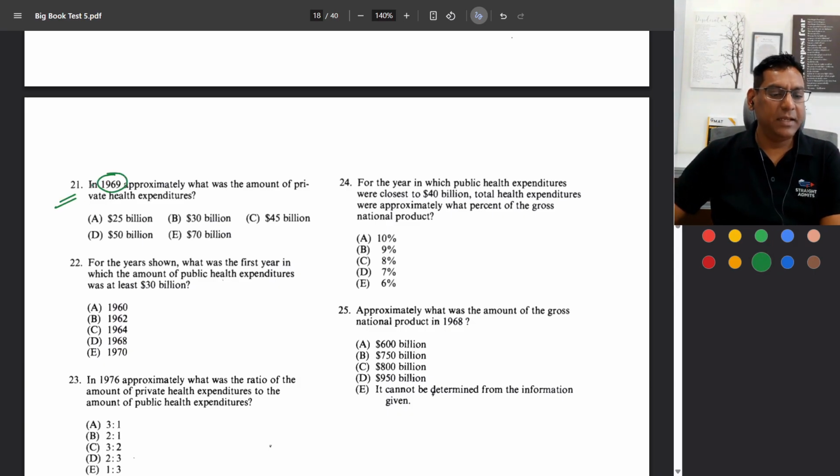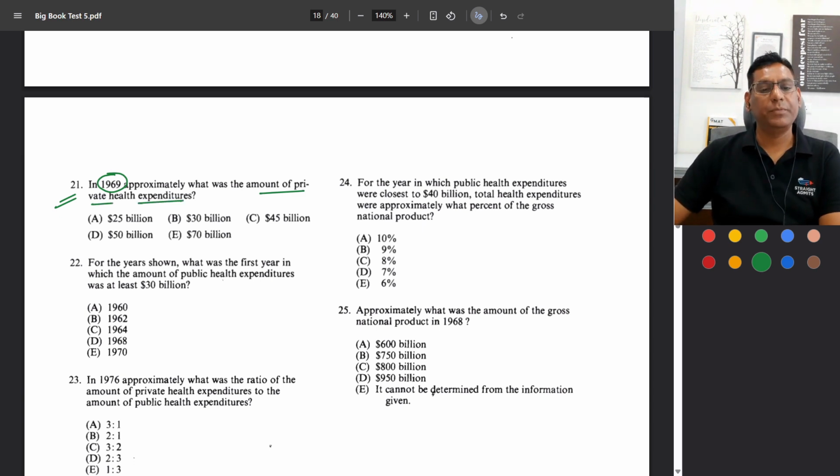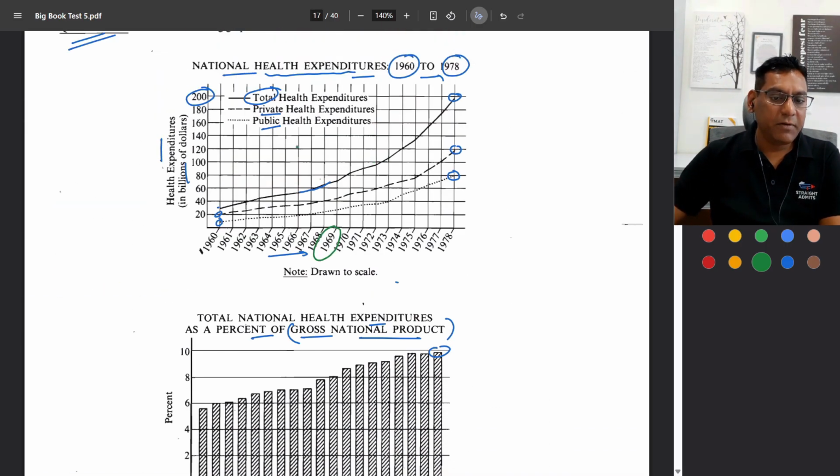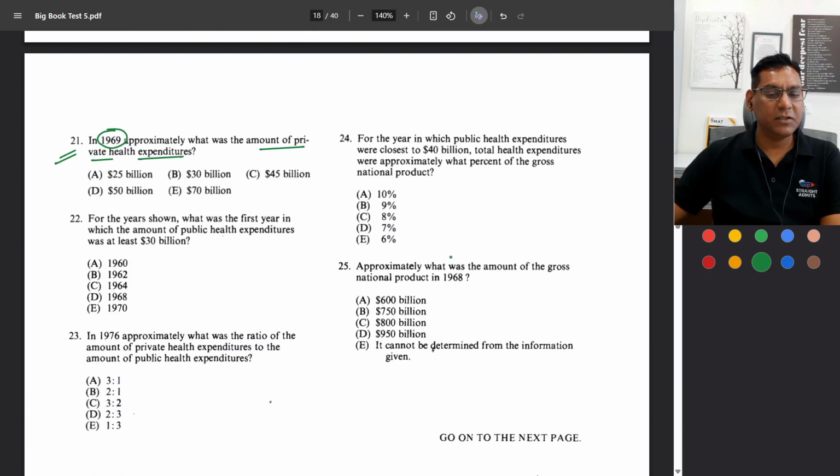In 1969, approximately what was the amount of private health expenditures? So 1969 private, absolute number. Private is this big dotted line. What was the number? It must have been something like 45. It's very difficult to see, but the answer choices are going to be equally spread out, right? So 45 billion, answer choice C. They are not going to be very close answer choices here.